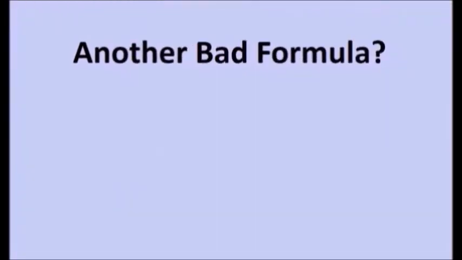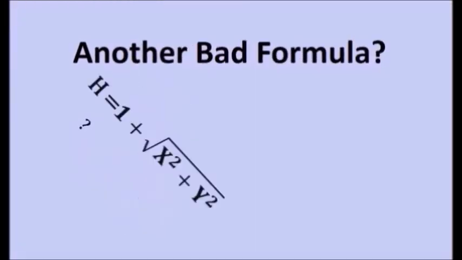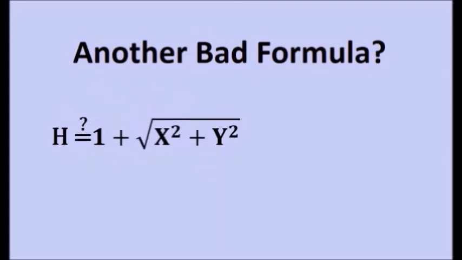So, let's try one more formula. Here, we're adding 1 to our usual Pythagorean theorem. Let's see what happens when both x and y equal 0. And our triangle collapses to a point. In that case, we expect h to equal 0 since a point has no length.